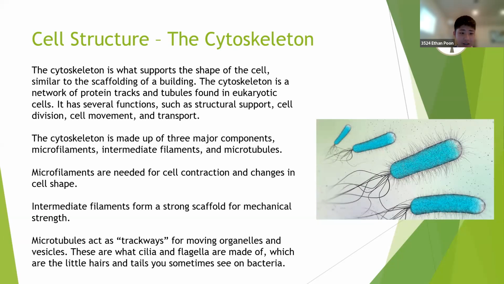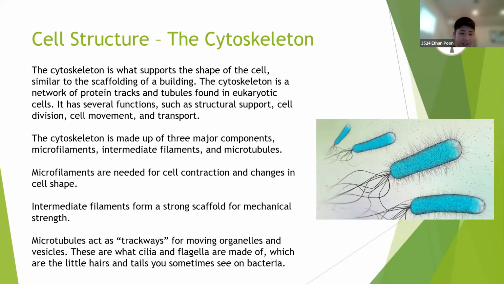And the cytoskeleton is made up of 3 major components. They're called microfilaments, intermediate filaments, and microtubules. If I can remember correctly, I think microfilaments are about 7 nanometers thick, intermediate filaments about 10, and then microtubules are about 23.